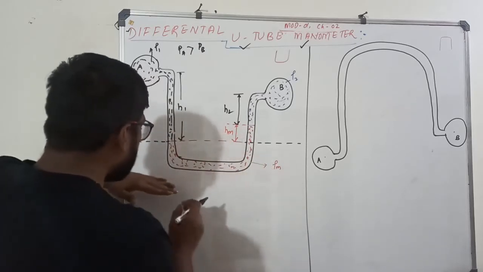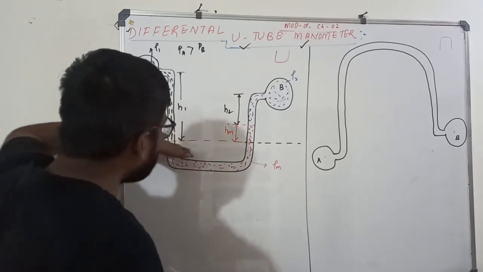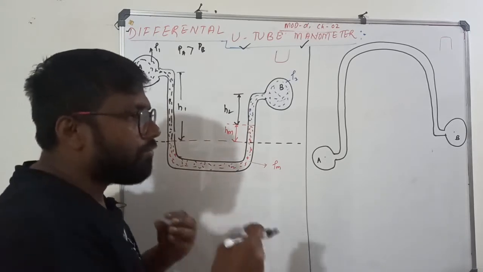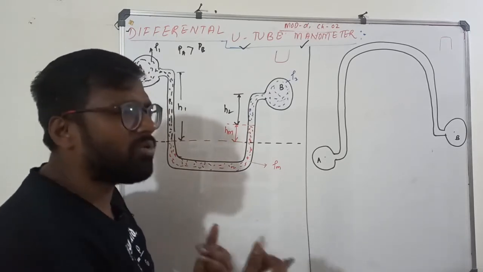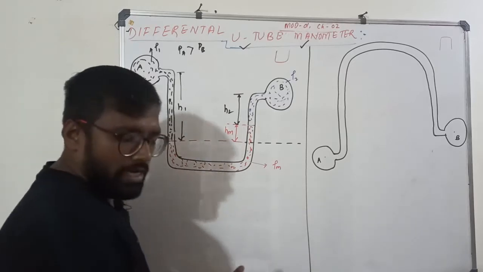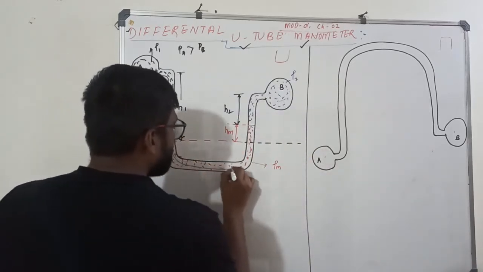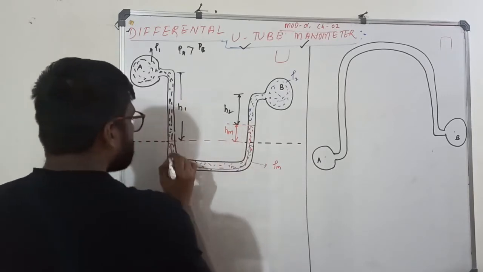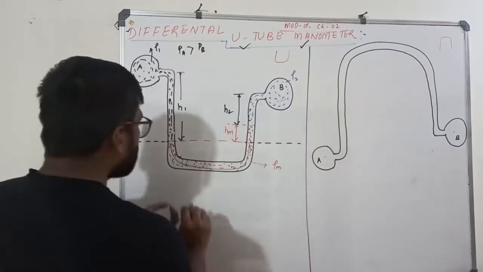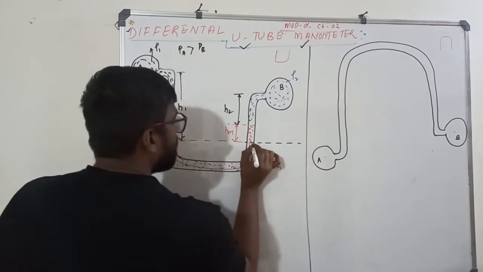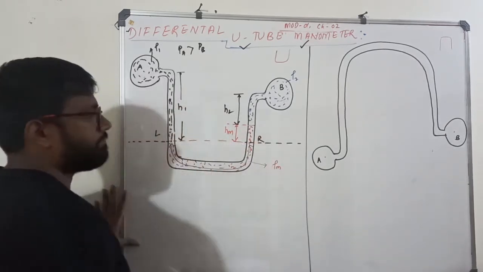See, suppose I can write the equation at the bottom line also. But I want to make things more and more easy. So I'll take the help of Pascal's law, which tells me that if there is a continuous, homogeneous mass of fluid, the pressure at the same horizontal level will be the same. So pressure at this point L is equal to pressure at this point R.